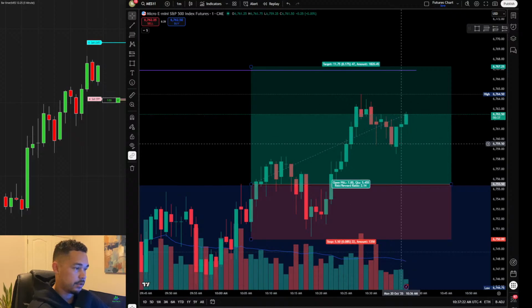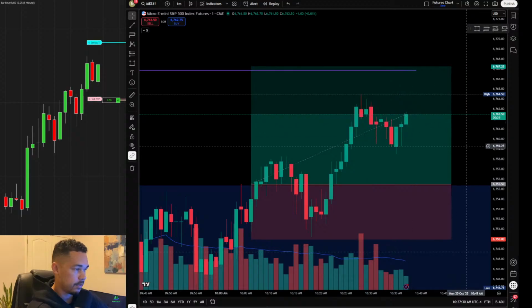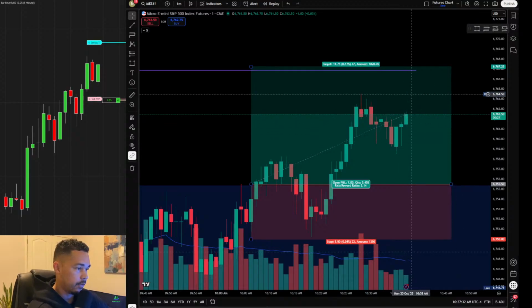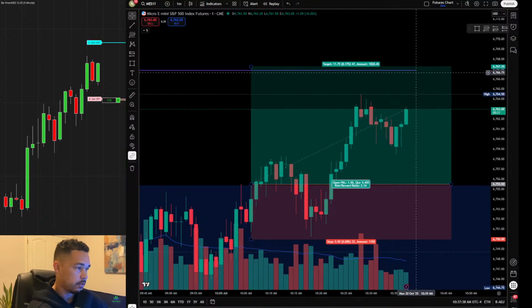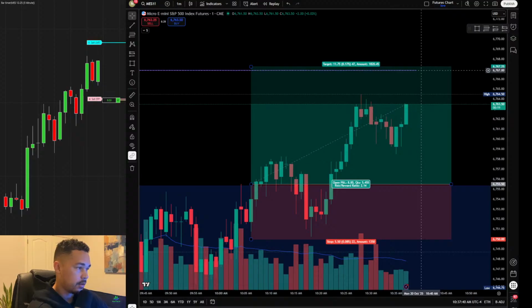So we did have a nice rejection. Now let's see if we can have a nice follow through at this 10:37 a.m. candle, 1-minute candle. We're currently at 67.62 area. If we can blow past this 67.64 high that was just formed, then I know we can get up to this high from the previous day.